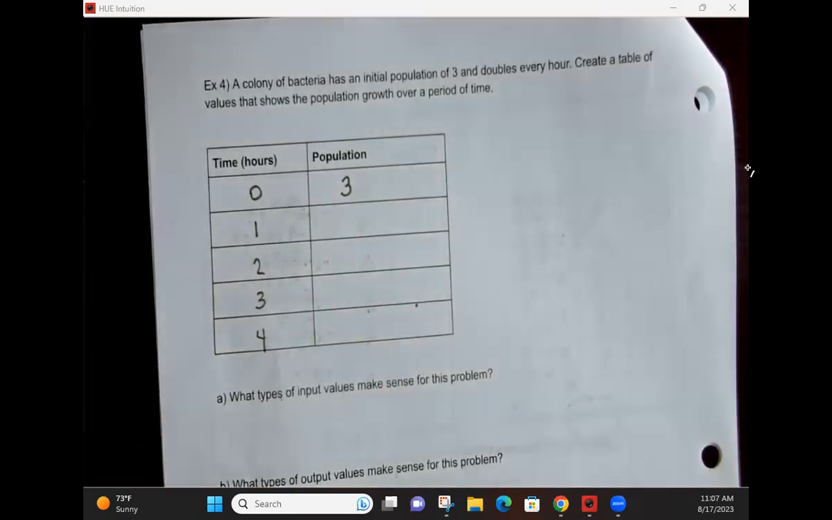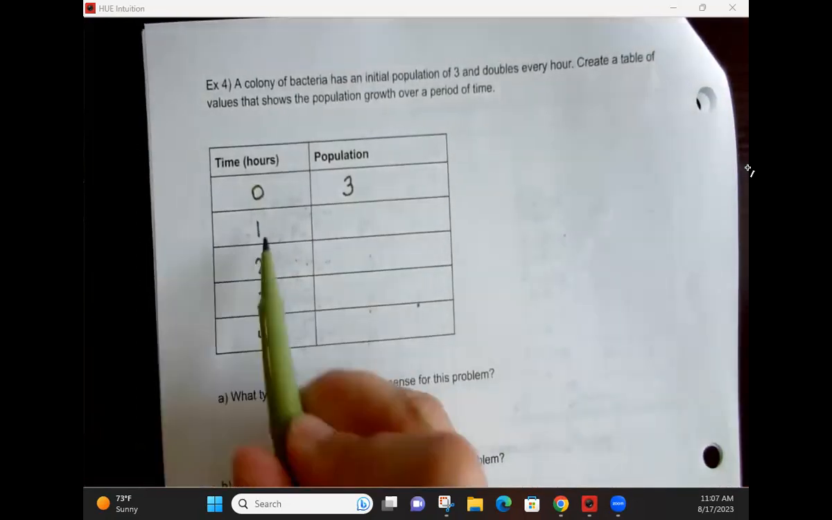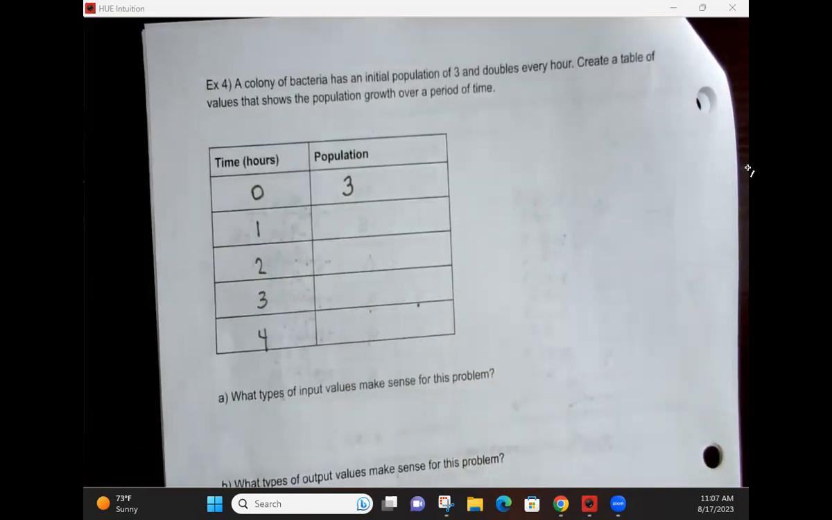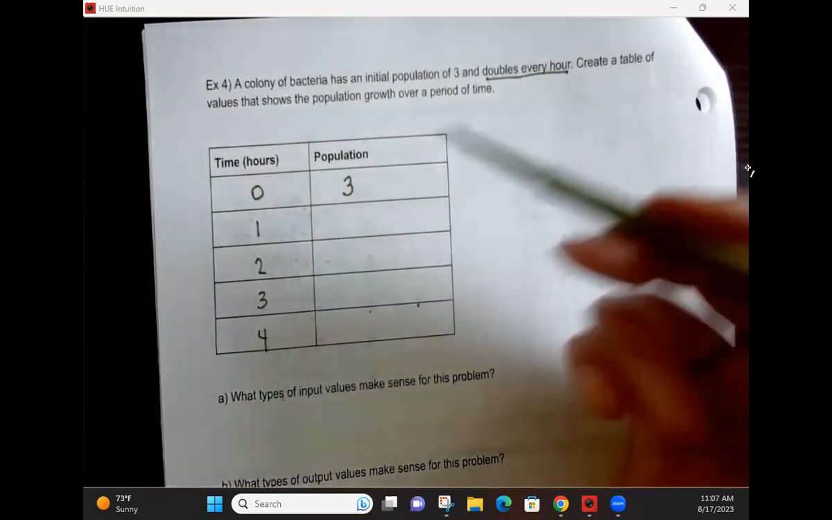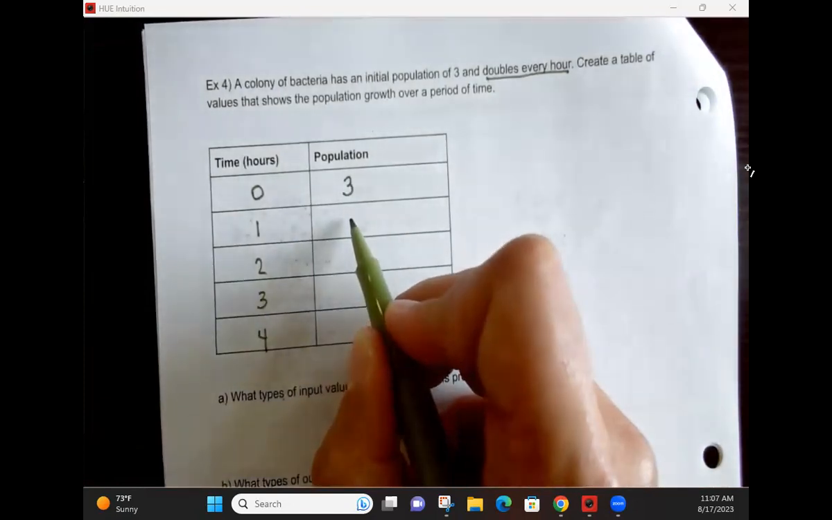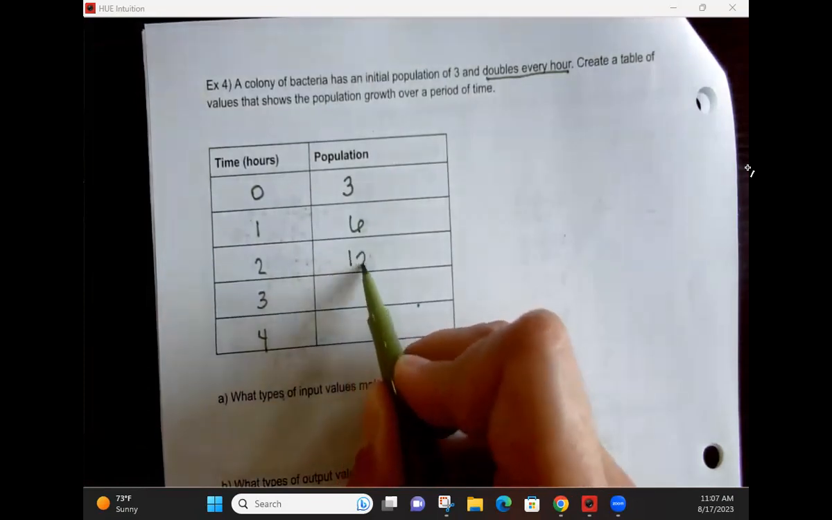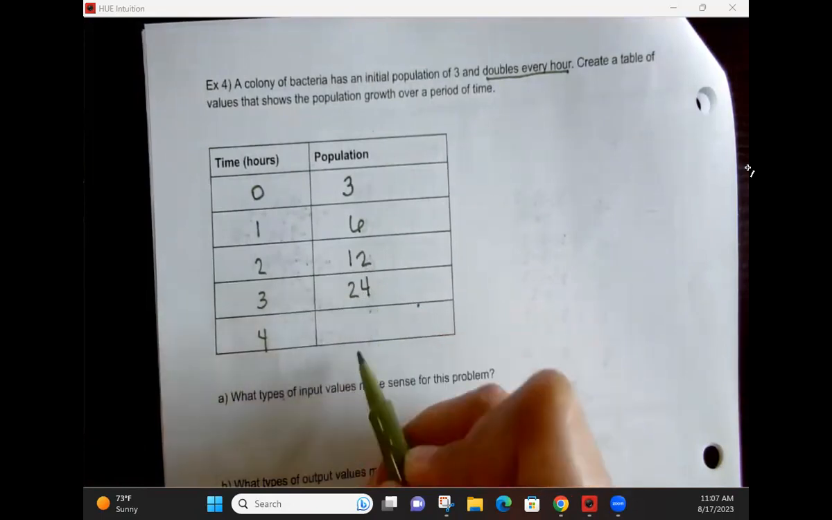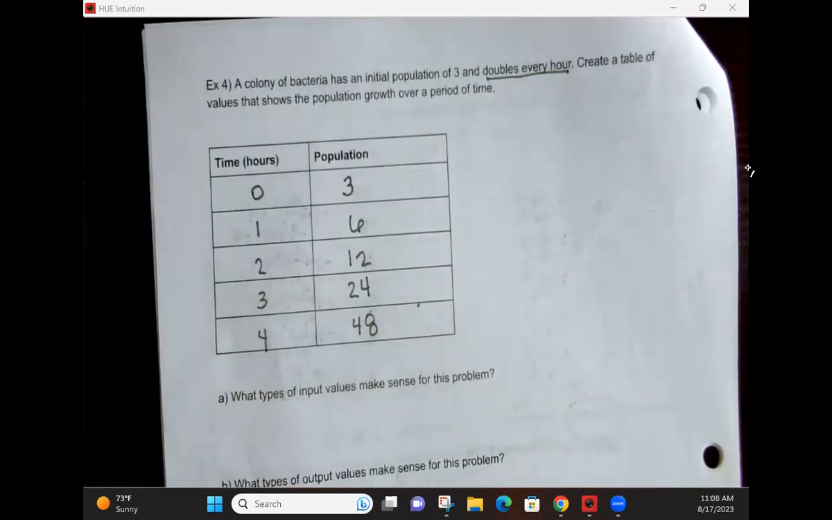And now I don't have a function this time. I didn't give you a function to describe this. I just described to you in words how this population is changing. So I'm not plugging 1 in anywhere. I don't have a place to plug in 2. I don't have a place to plug in 3. Instead, we're going to use what we learned here, that our population doubles every hour. So after 1 hour, what will my population be? 6. In another hour? 12. In another hour? 24. In another hour? 48. No function this time, but we're still able to construct a table based on what we knew.